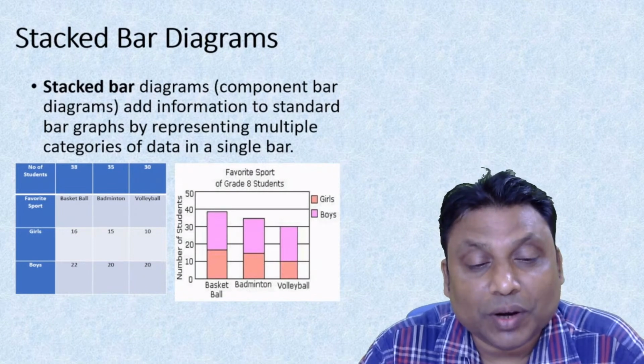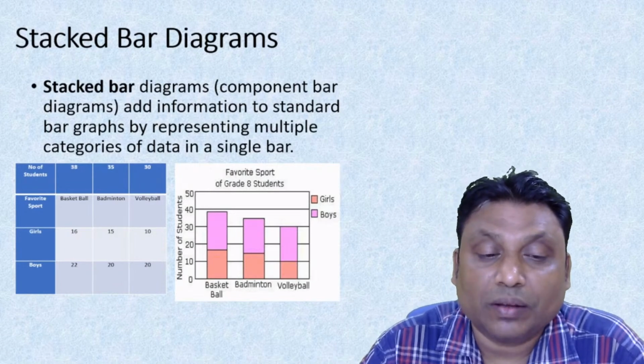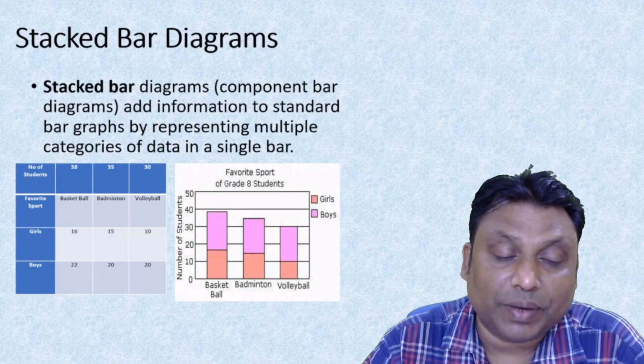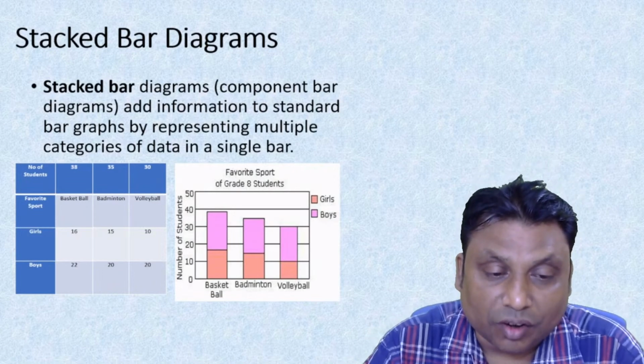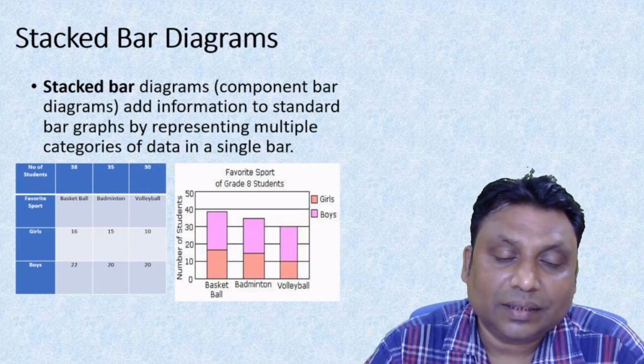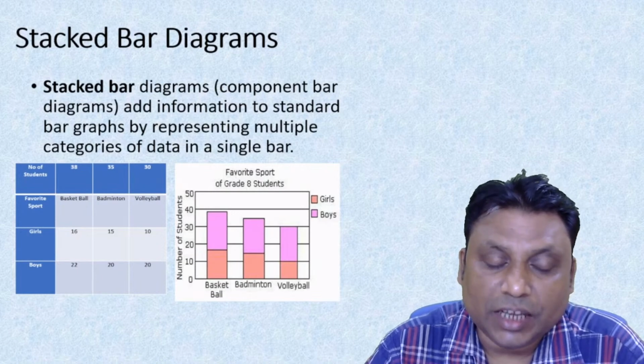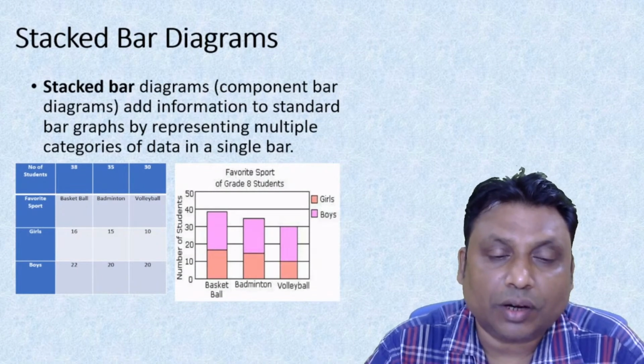So in this figure, what happened? Now, three conclusions we can draw. Suppose the first diagram, basketball. First, the orange color represents the girls, and the purple color represents the boys. If you add these two, it represents the total number of students.